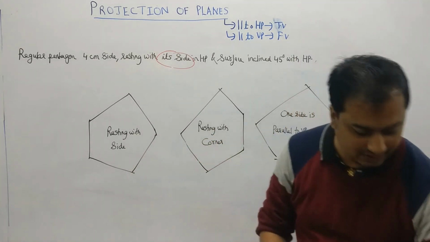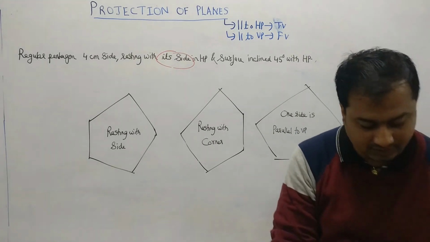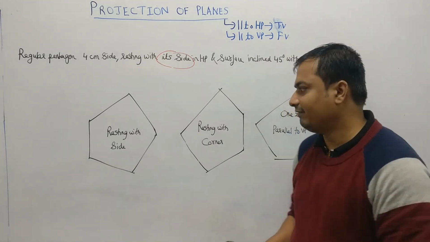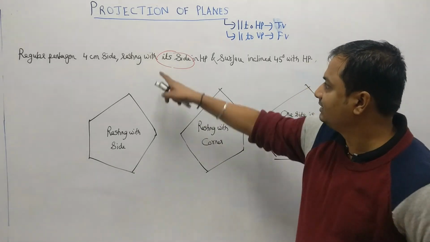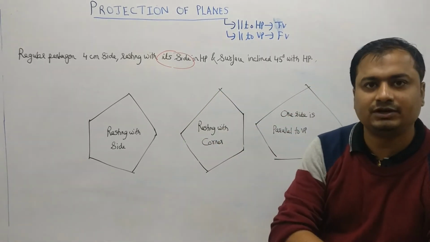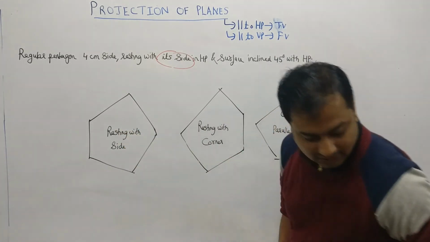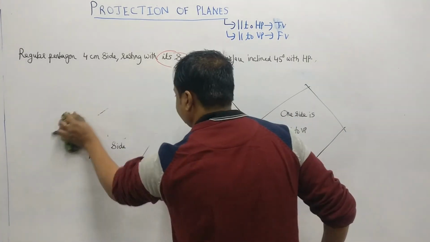You have to be very clear. You have to read the problem and decide whether to start with this one or this one. In this problem, it is given to you side, so you have to start with this shape of pentagon.